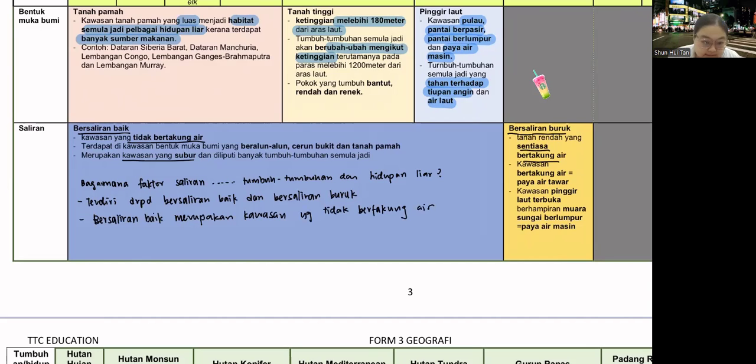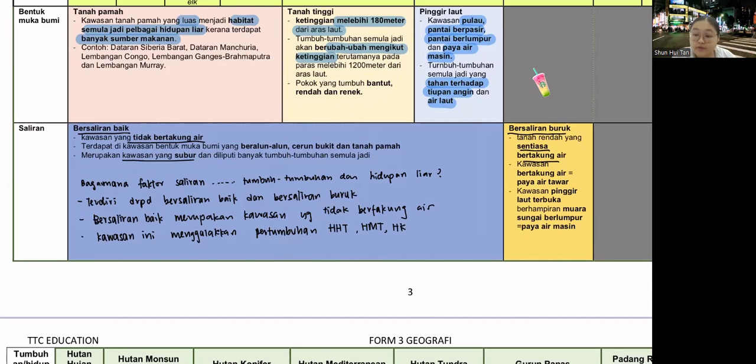Right? So you can see it. So kawasan ini, what happened? Mengalakkan pertumbuhan. Our forest is actually in kawasan yang bersaliran baik. You can see, the more area in short, hutan hujan tropika, hutan monsun tropika, hutan konifer.